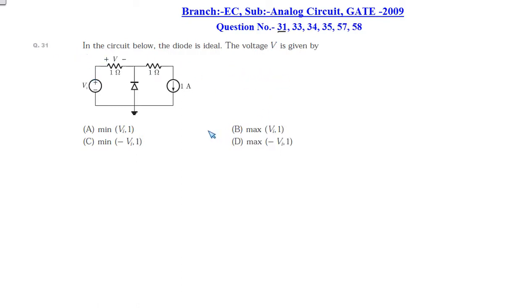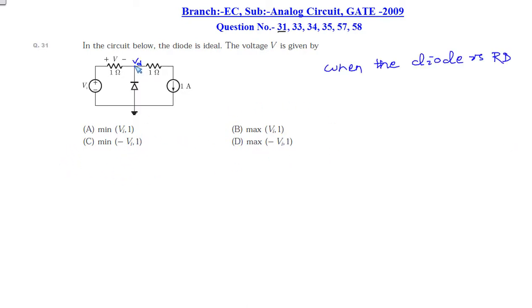In this question, a circuit is given with a voltage source, a current source, a diode, and two resistors. It is asked what is the voltage V across this 1 ohm resistor. What we will do is find the voltage across it, and then see among the options which one is correct.